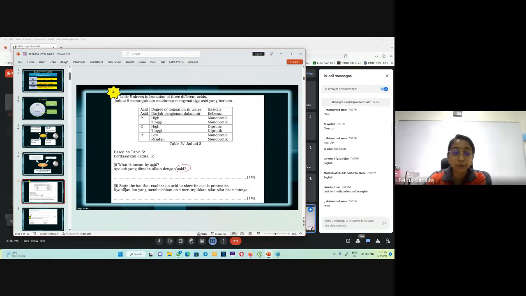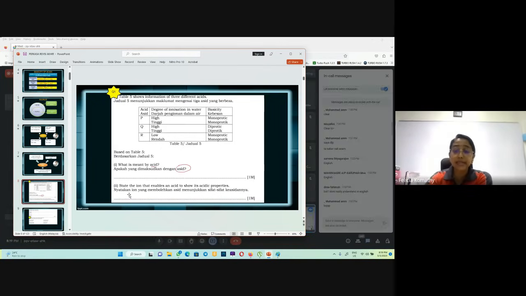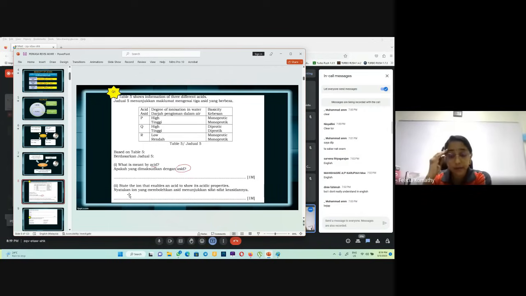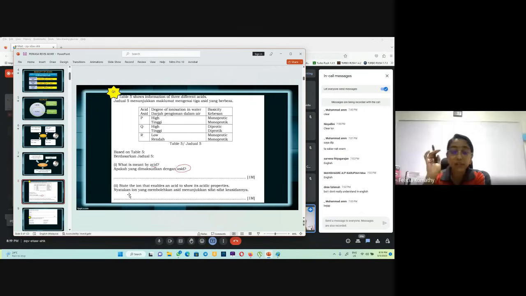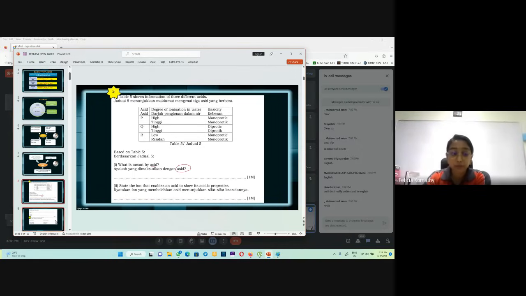Okay, now Roman 2. Which ion enables an acid to show its acidic property? So the keyword is acid. If it's acid, what ion? Ion hidrogen. Yes, ion hydrogen. You can write ion hydrogen or you can write the formula H+. Acceptable because it's nyatakan or state. Unless soalan kata namakan, then you have to spell out.